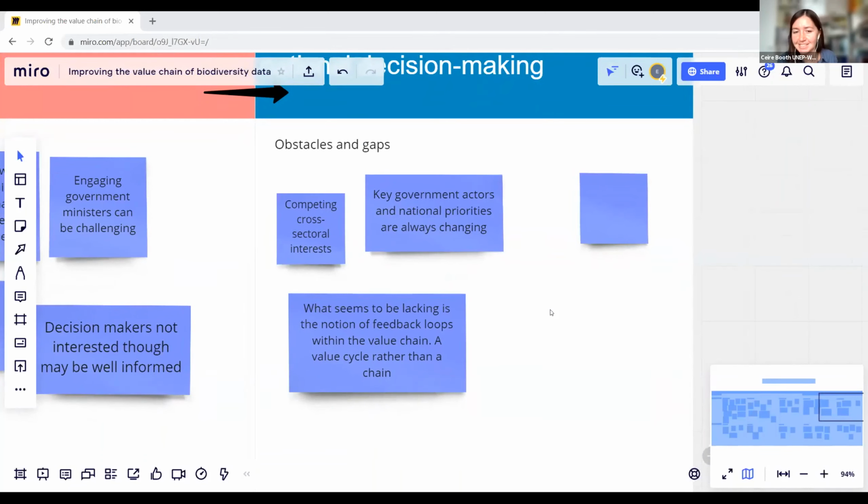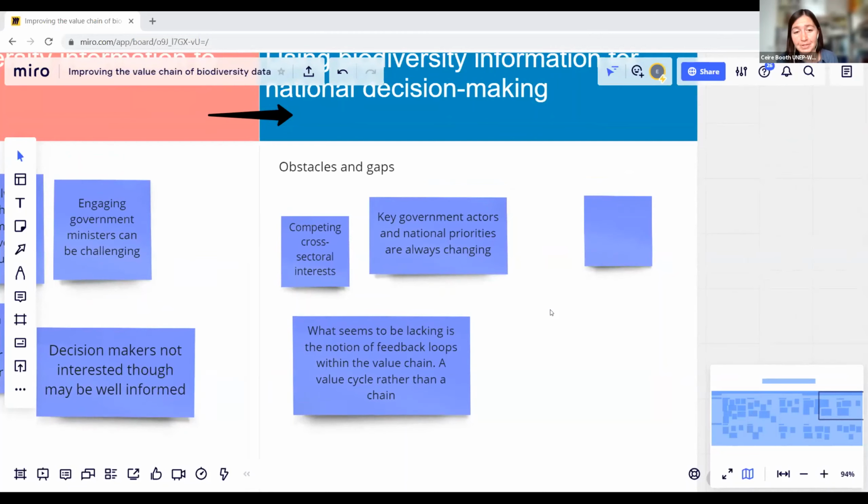And whilst Nadine is typing, I'm going to quickly address this other comment here, which is a really interesting and valuable point. So thanks to whoever brought this to the fore. What seems to be lacking in biodiversity mainstreaming is the notion of feedback loops within the value chain. So rather than seeing it simply as a means to an end or a one-time event, we need to see this more as a value cycle. Each process is feeding into other elements of the biodiversity value chain, and it's an iterative, ongoing process. So I think this notion that it's a cycle rather than a chain is really important.